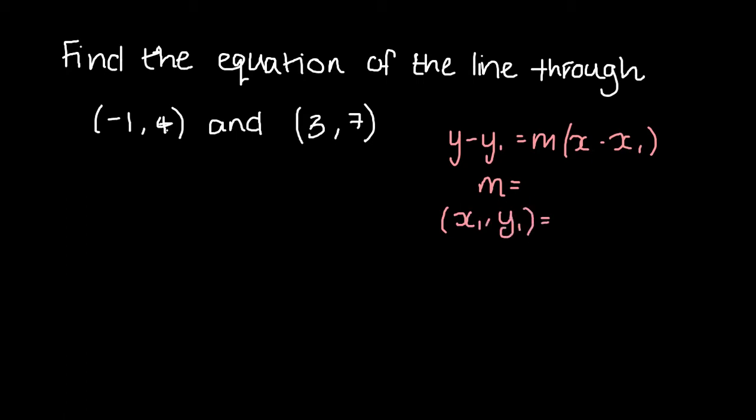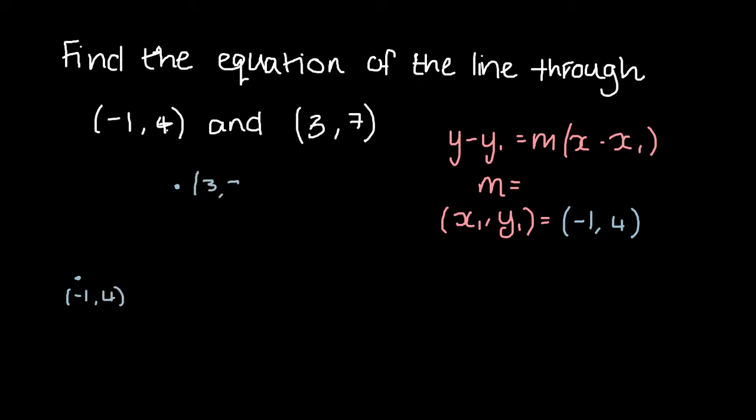Well, I know 2 points on my line. That's great, so I'm just going to pick one of them. Let's pick -1, 4 for that one. Gradient, though, not so easy. Let's just imagine these 2 points somewhere in space on a line. There's our -1, 4, and there's our 3, 7.